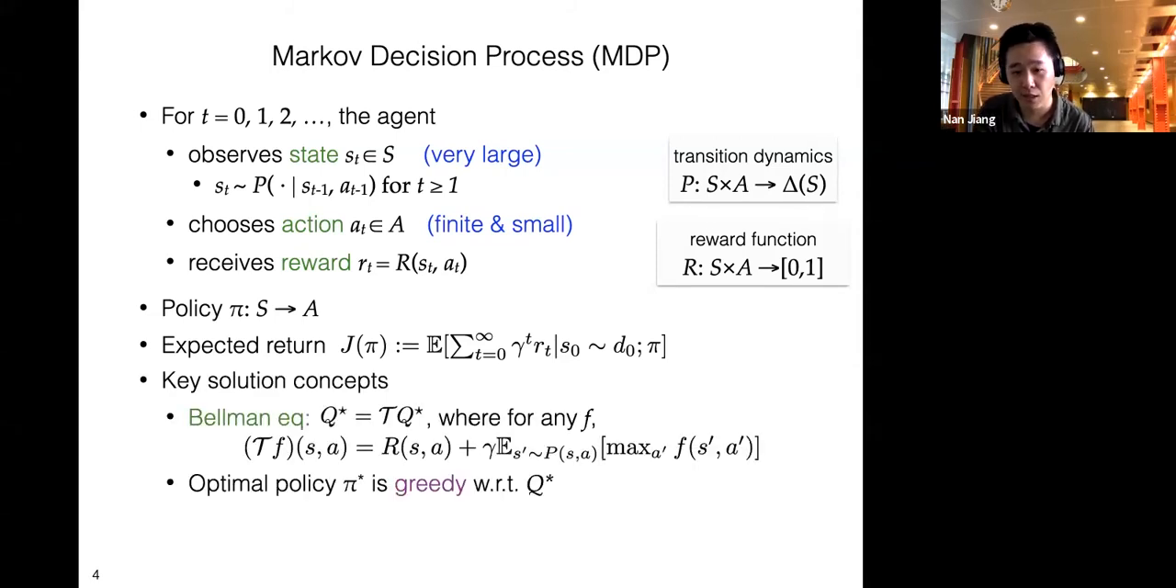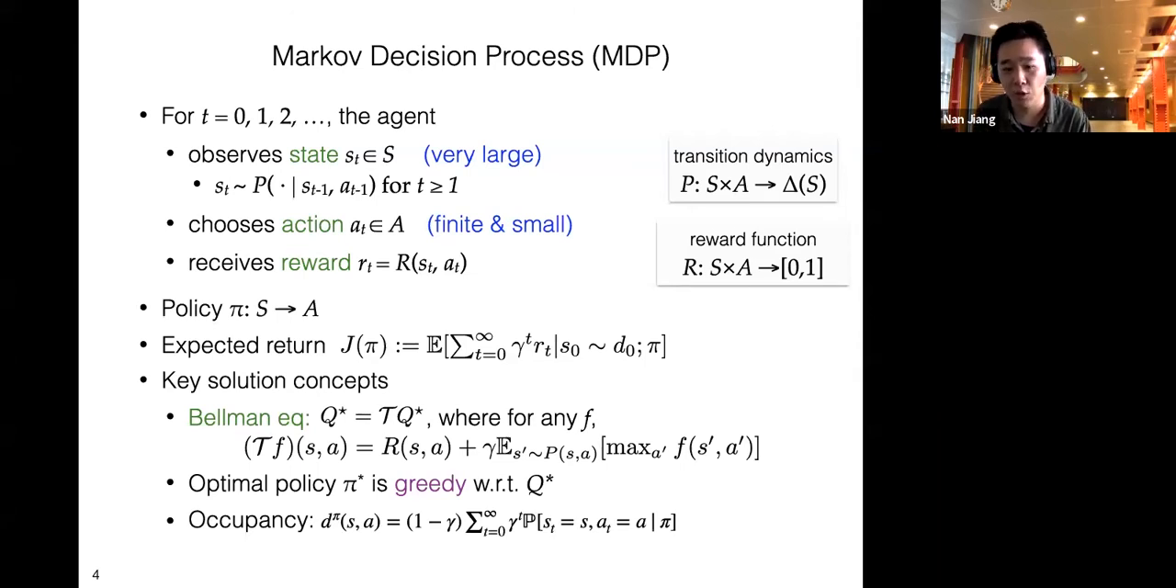Some of the key solution concepts in RL include the Bellman optimality equation, which says that there's the so-called Q star, the optimal Q function, which is the fixed point of the Bellman optimality operator T, which does a one-step backup of any function you give to the operator. Why is this important? Because Q star tells you, if you start from some state-action pair, what's the optimal long-term return you'll be able to get. And once you know that function, acting greedily according to it gives you the optimal strategy, pi star. There's also another important concept called the occupancy, which describes, given the policy, what kind of state-actions it will visit, but it won't be super important for this talk.